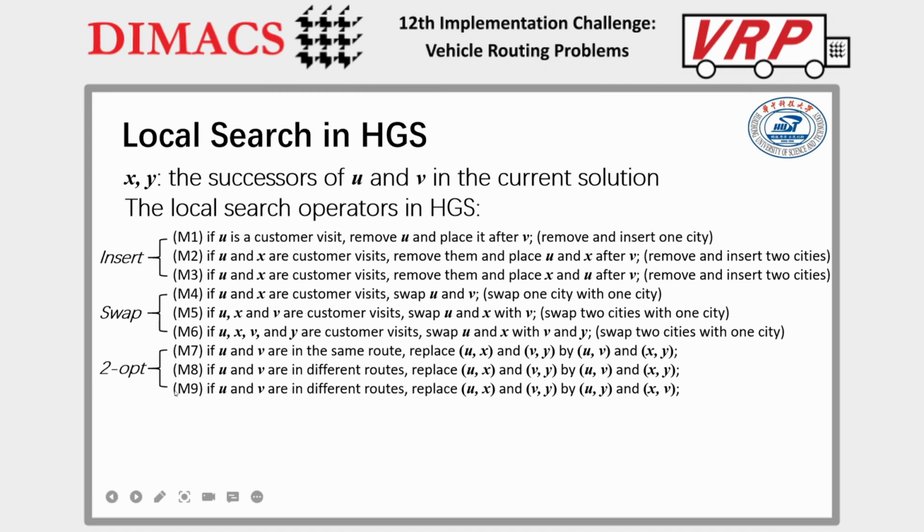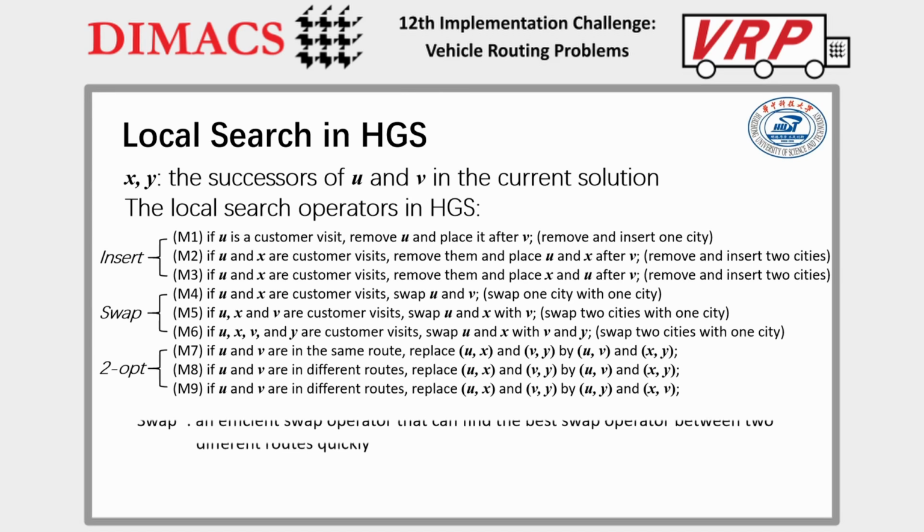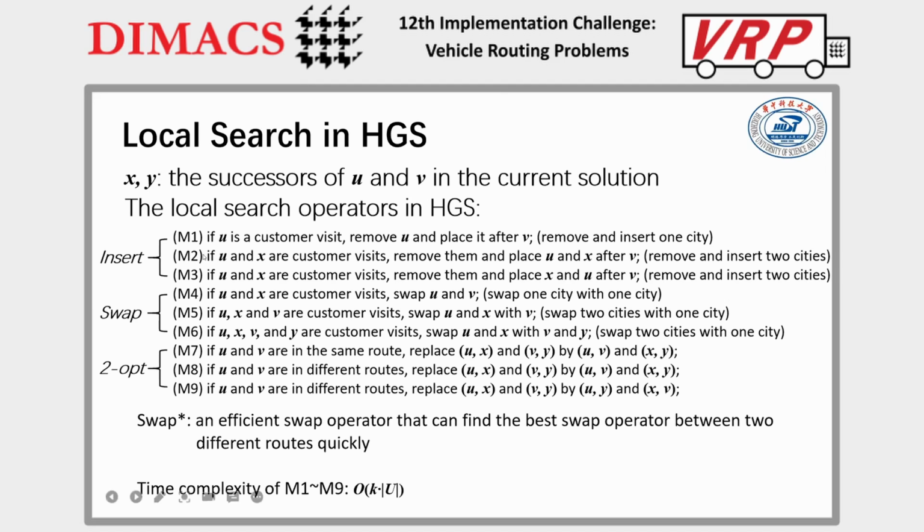M7 to M9 are 2-opt operators. Moreover, an operator called swap star is also used, which is an efficient swap operator that can find the best swap operator between two different routes quickly. The time complexity of M1 to M9 is order k times the size of U.